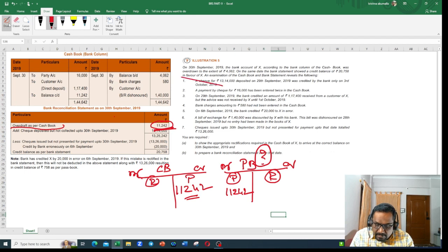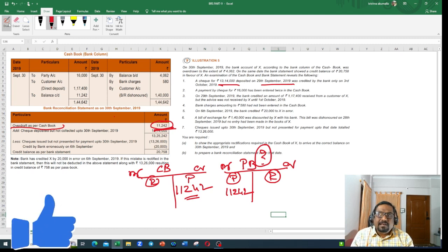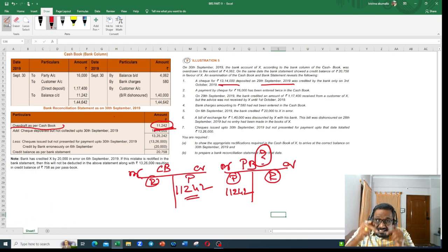A check for 13,14,000 deposited on 29 September was credited by the bank on 3rd October. See how they will mesmerize us. He's saying it is already credited by the bank. But when did they credit it? They credited it on 3rd October. But when are you preparing the reconciliation? You are preparing the reconciliation on 30th September. Has this deposited check been credited by the bank on or before 30th September? The answer is no. Since it is not credited before 30th September of 2019, how is that going to appear?